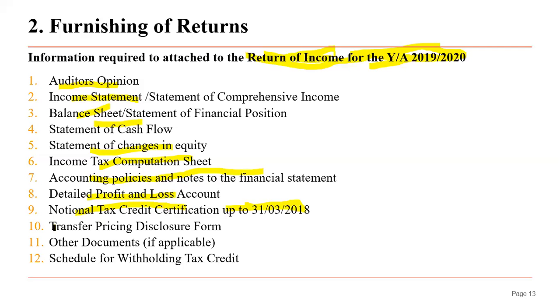Then the transfer price and disclosure form is one of the major critical ones. Then the other document, if applicable. What are the other documents? Basically, payment slips and any other meeting minutes with IRD and so on. Then the withholding tax credits schedule, basically the schedule, not the certificate. The certificate is required or submitted when they ask for it, especially when they are conducting an audit or anything else, right?